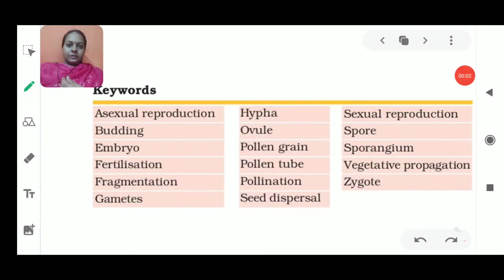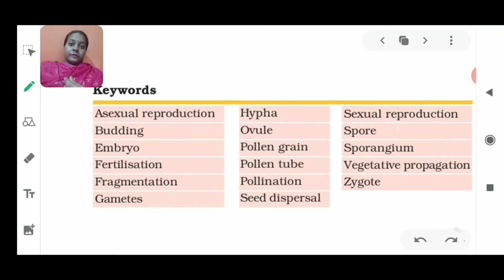Hello students, I am here with another video from the chapter of class 7th NCERT book, that is Reproduction in Plants. Before starting today's video, I would like to tell you all what all things we have discussed in this chapter so far. We are about to complete this chapter.